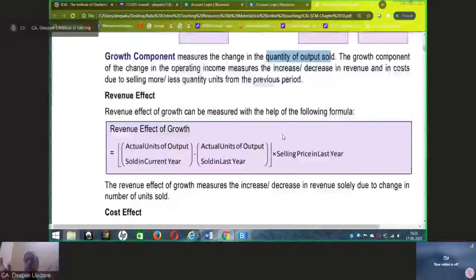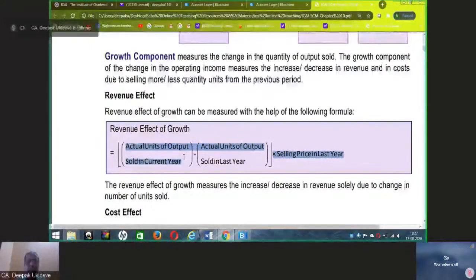Growth component divided in two parts, revenue effect and cost effect. So revenue effect, we look at the actual units sold this year minus actual units sold last year. Difference in volume multiplied by selling price. Why selling price? Because we are looking at revenue effect. It is not cost effect. So multiplied by selling price of last year.